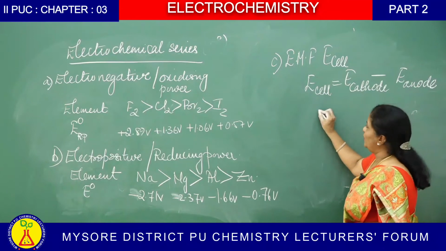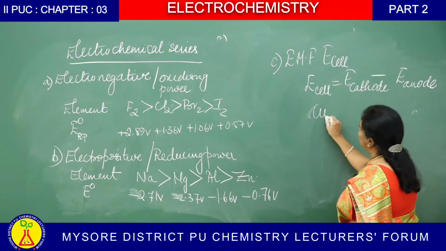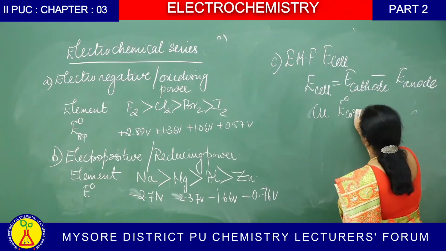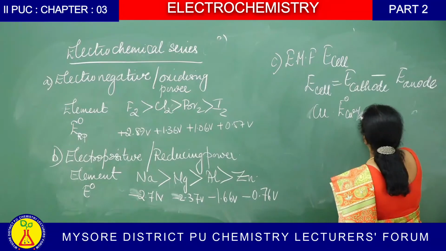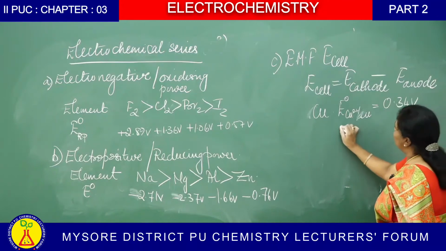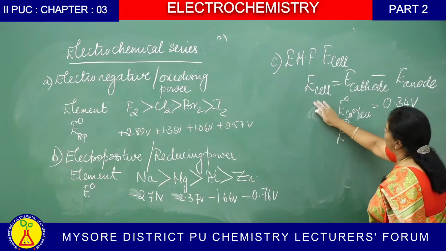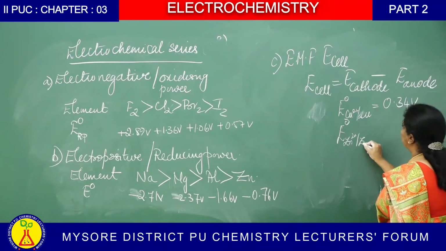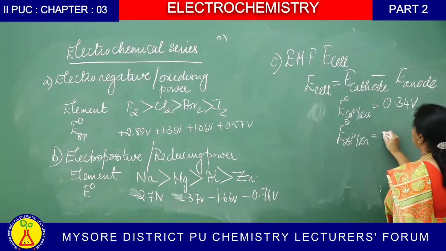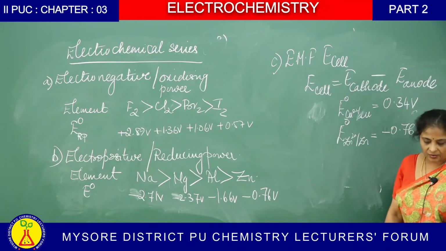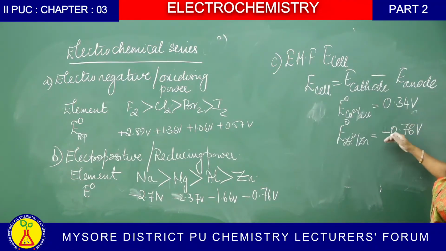Let us compare our known example, which is copper. The E naught value, the standard reduction potential, for copper is plus 0.34 volts, and the E naught value for the zinc electrode, Zn 2 plus bar Zn, is going to be minus 0.76 volts.